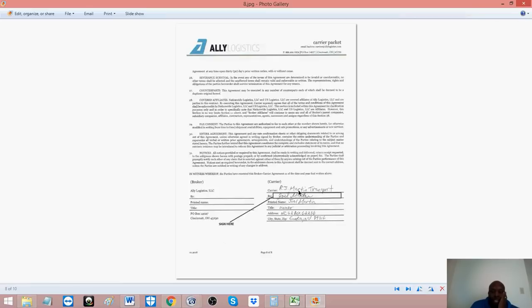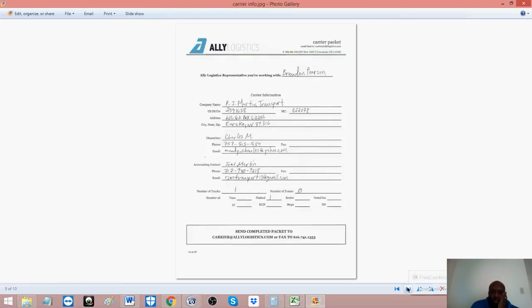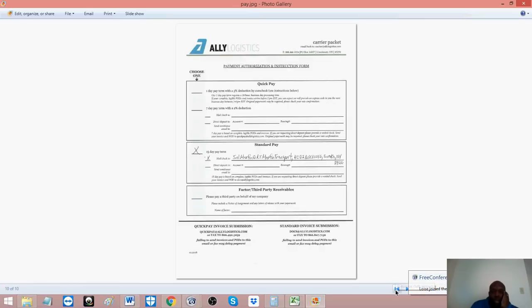That's my handwriting, but it's his company. See? So in case you guys are wondering, and there goes my information right there. I'm the dispatcher. That's me. That's my email. That's my phone number. That's his account. That's the carrier, the company name. Here's the representative, the broker representative for that brokerage.